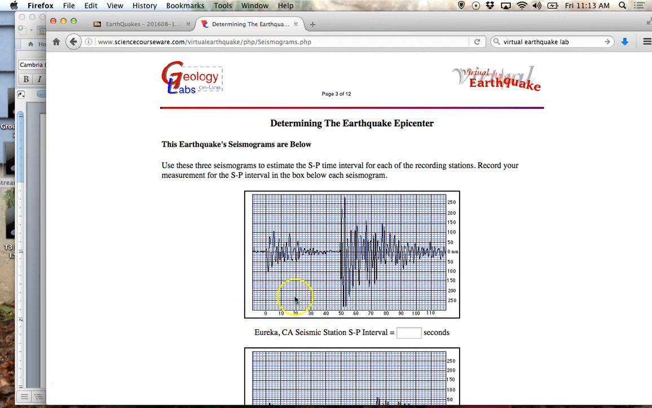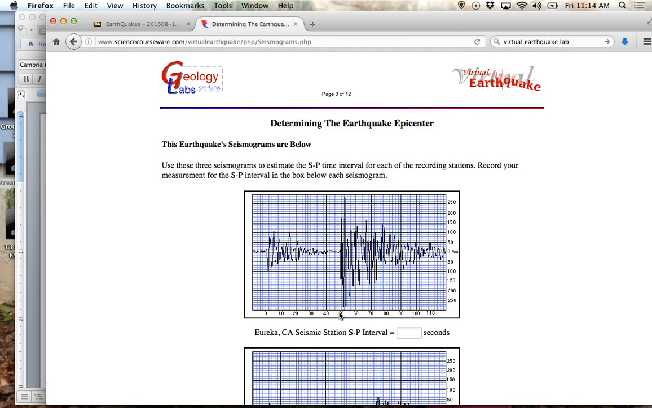So instead of this being some arbitrary time when the earthquake actually hit, they've dropped to 0 where the P wave hits. So all you really then have to do is go over here to where the S wave hits, drop down, and decide the value.